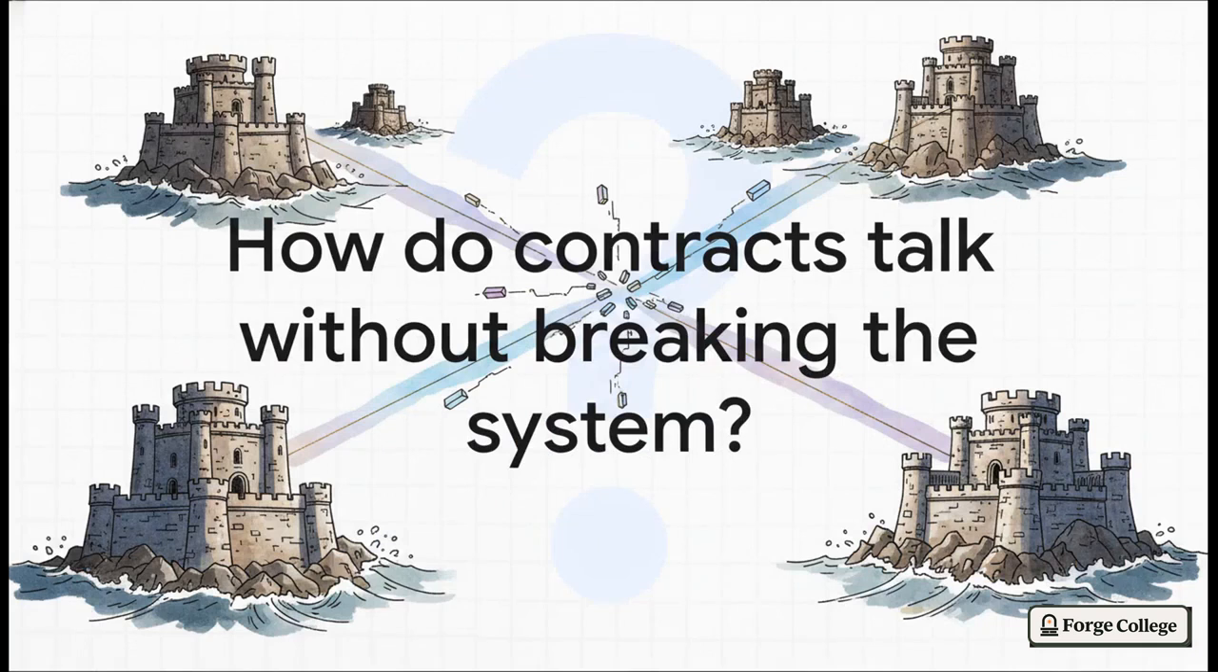So here's the fundamental question we have to answer. How do isolated contracts actually talk to each other without just breaking the entire system? Look, having a perfectly secure, mathematically sound smart contract is fantastic, but if it can't communicate safely with the outside world, it's kind of like being a billionaire stranded on a deserted island with zero Wi-Fi. I mean, sure, you're perfectly safe, but you can't trade, you can't interact, and your system definitely can't grow.